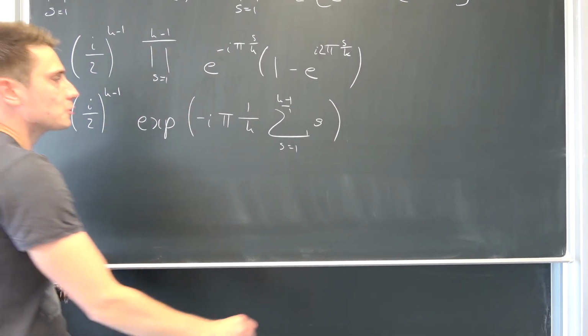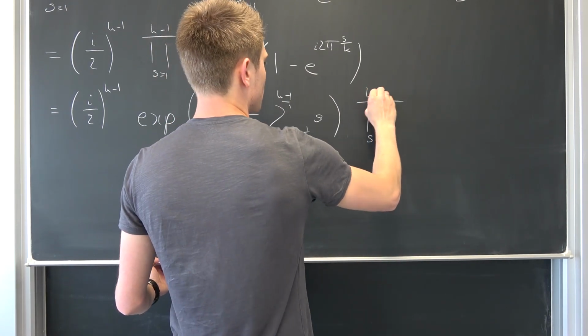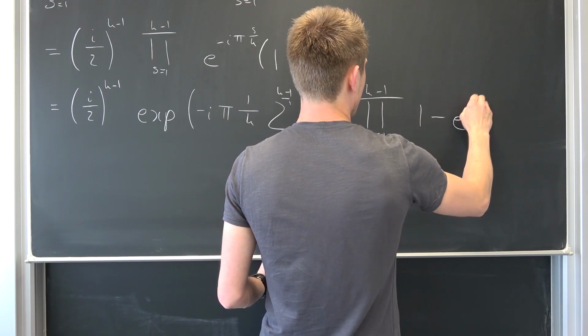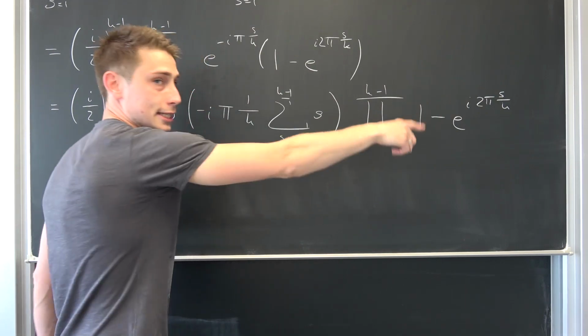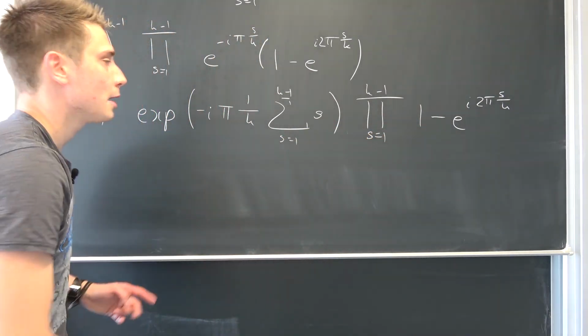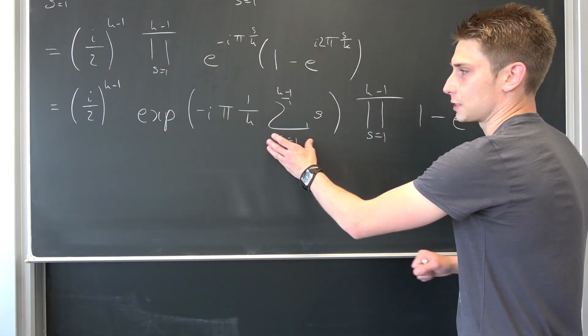And also we are going to get this finite product once again to k minus 1 of 1 minus e to the i 2 pi s over k. This thing right here is really special. We have to talk about this thing right here in a minute. But at first let us see what this right here is. For this, I would like to give a little example.